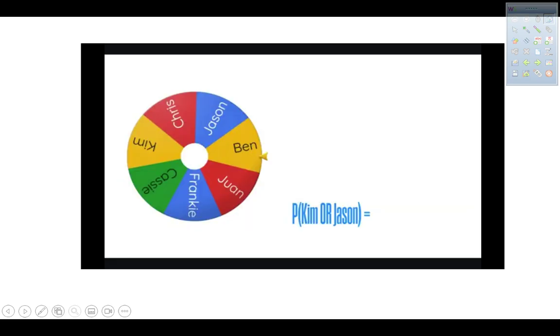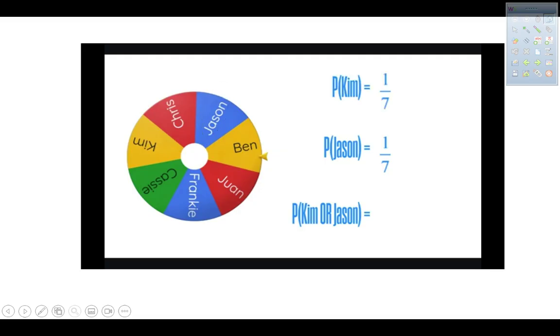Now, let's get back to that wheel. What is the probability that the wheel will land on Kim or Jason? Well, first we need to know the total number of possible outcomes, so we will count the number of names. 1, 2, 3, 4, 5, 6, 7. So there are a total of 7 names on the wheel. Of those 7 names, how many of them are Kim? 1. So the probability of the wheel landing on Kim is 1/7. Of those 7 names, how many are Jason? Also 1. So the probability of the wheel landing on Jason is 1/7.